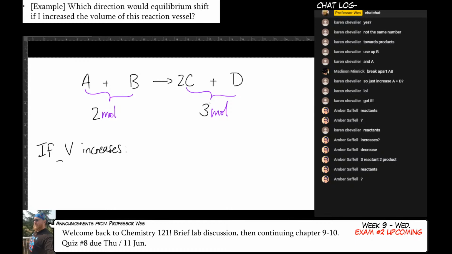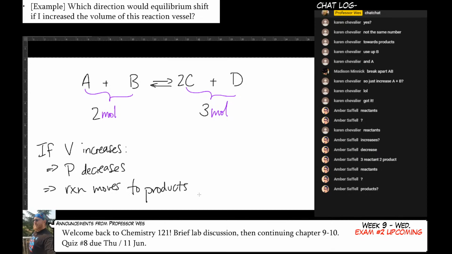And now we're going to ask the same question. If V increases in this situation, do I still go towards reactants or products or what? Where do I go? Well, if V increases, P still decreases, so that hasn't changed. And the reaction moves to the products because it's the side that has more moles. There you go. Very good.